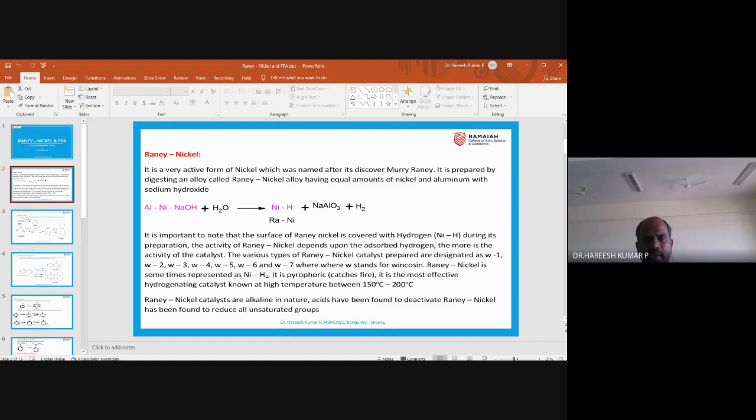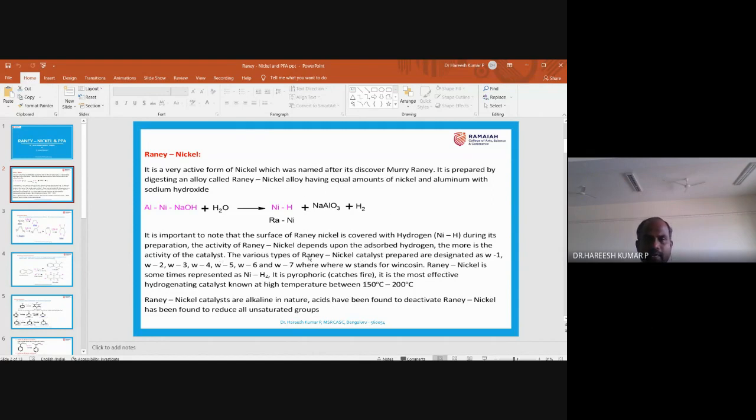Then Ra-Ni nickel catalysts are alkaline in nature. Why is it alkaline? Because it is prepared from a sodium hydroxide combination. That is the reason it is alkaline in nature. And what it means is, if the substrates are acidic in nature, then the Ra-Ni nickel catalyst itself deactivates. That is the demerit you need to remember. If we use a substrate that is an acid, then Ra-Ni nickel itself deactivates and the reaction you won't expect.